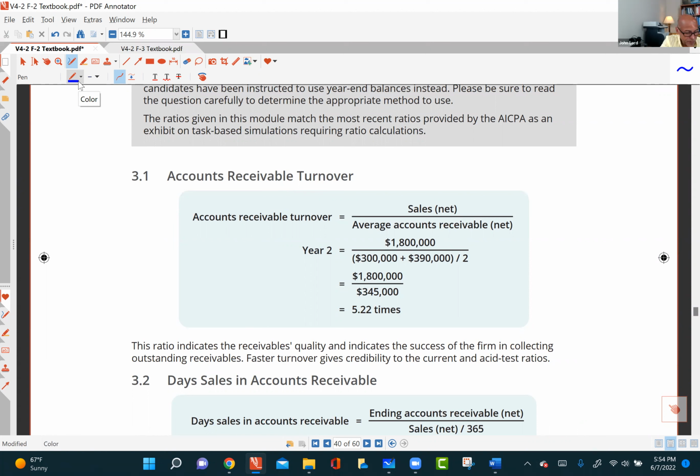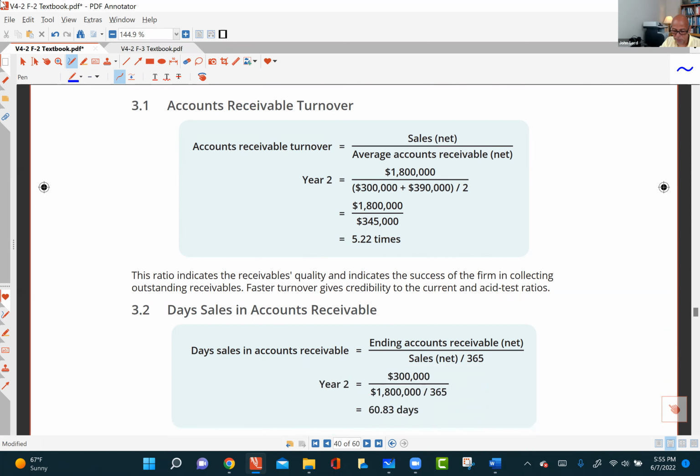When I say describe, there won't be a written communication on your FAR exam. That's only on the BEC. But they may have a set of different conclusions that can be drawn by the ratios that they ask you to calculate, and ask you to select the correct one, either in a multiple choice question or in a task-based simulation where they're asking you to match up the correct conclusion with whatever happened with the ratio. So you need to be good at that.